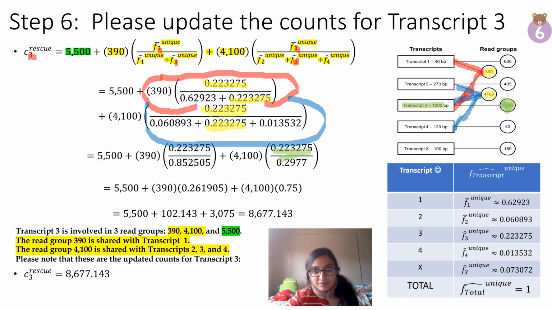Maybe I should use a different color. What this part maps to right here is just going to be this 0.75. So out of the 4,100, instead of getting something like 800, it's going to get 3,075. That's a huge amount out of these 4,100 reads.